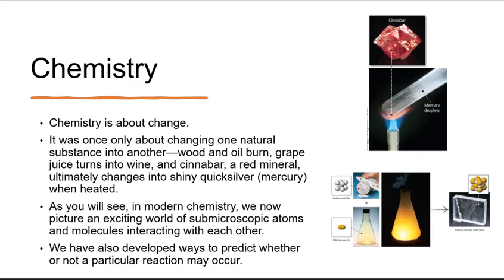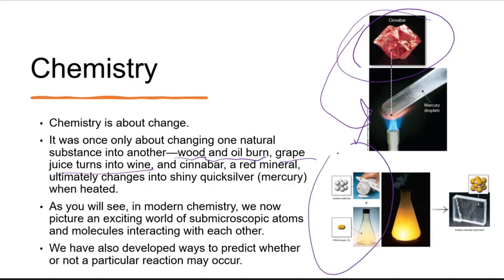It was once only about changing one natural substance into another. Wood and oil burn. Grape juice turns into wine. Cinnabar, right here, this red mineral, ultimately changes into shiny quicksilver, this mercury, when it's heated. As you'll see in modern chemistry, we now picture an exciting world of sub-microscopic atoms and molecules that interact with one another. We've also developed ways to predict whether or not a particular reaction may occur. Here's a reaction right here where I have sodium and I have chlorine, and they react to form sodium chloride, which is this salt.